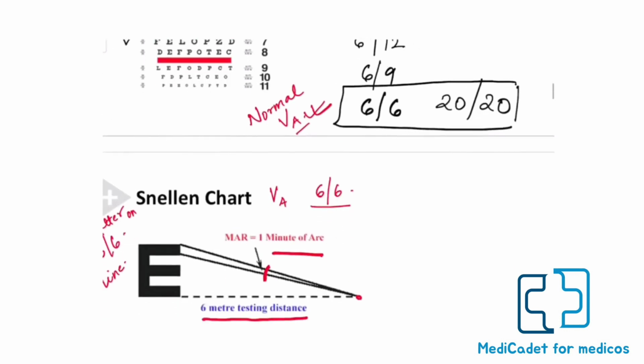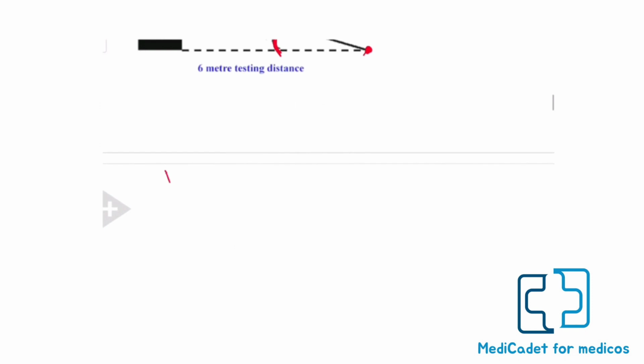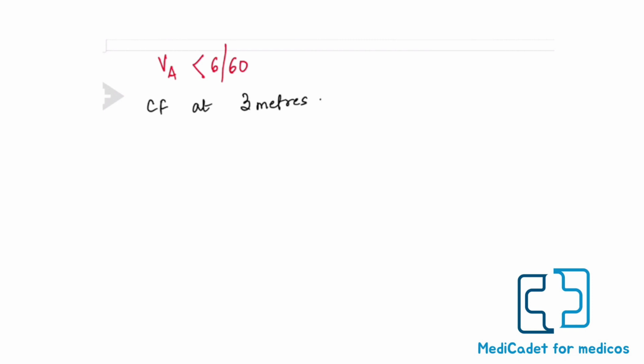So if a person's visual acuity is less than 6 by 60, meaning he or she is not able to read the 6 by 60 line also, then what do we do? Now less than 6 by 60, what are the ways to denote the visual acuity? This is counting fingers at 3 meters. Counting fingers at 3 meters. That is, you ask the patient to count fingers at a distance of 3 meters.